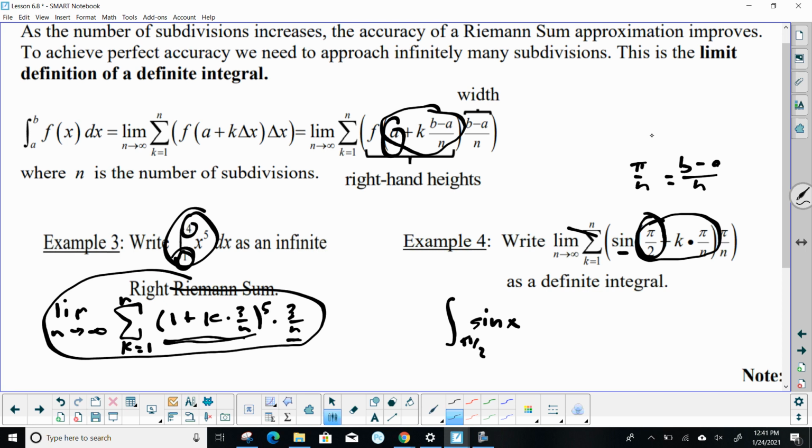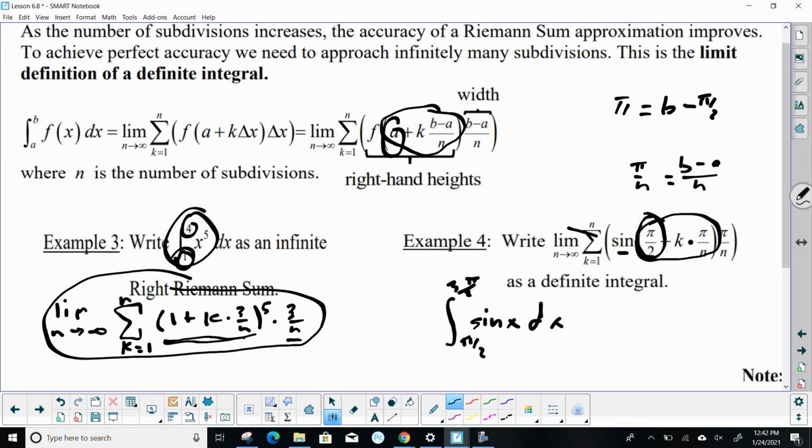Well, I know that pi has to equal b minus a. So that'd be b minus pi halves. So if I solve for b right there, if I add that pi halves over, I'd end up with b is equal to 3 pi halves. So that's my upper limit right here. You guys have to excuse my handwriting. That's 3 pi halves up there on top. Okay, and that's it. We've rewritten it.